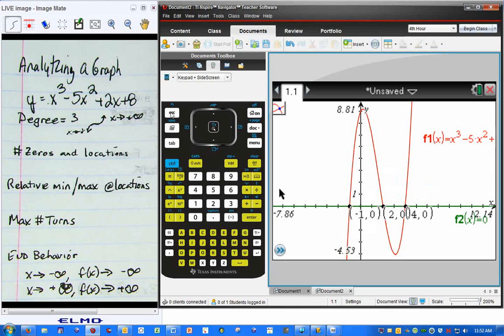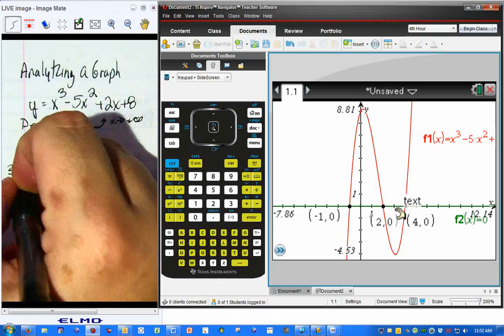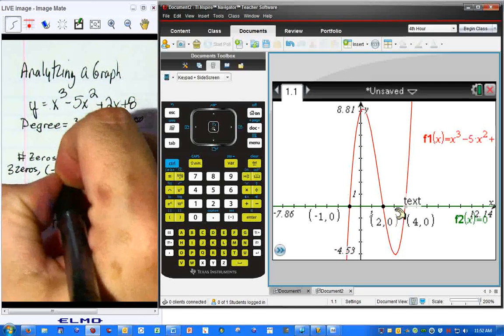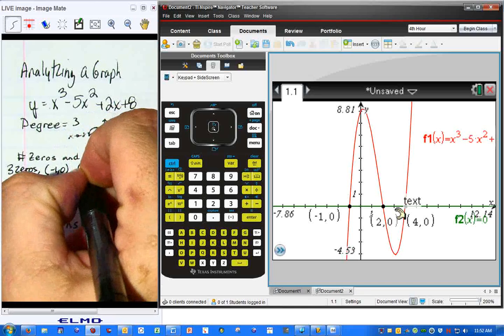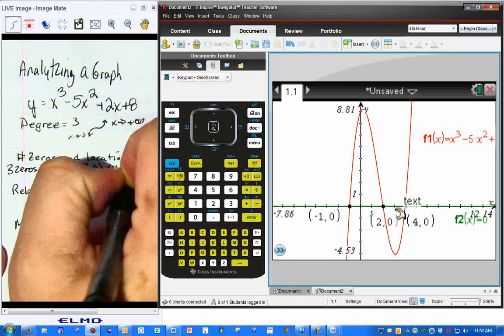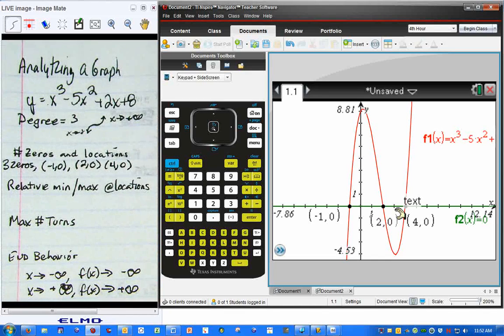So I'll escape out of there. I have my zero at negative 1, I have my zero at 2, I have the zero at 4. So I know there are 3 zeros, and they are located at (negative 1, 0), (2, 0), and (4, 0). So just by graphing f of x equal to 0, we're able to do that pretty easily.